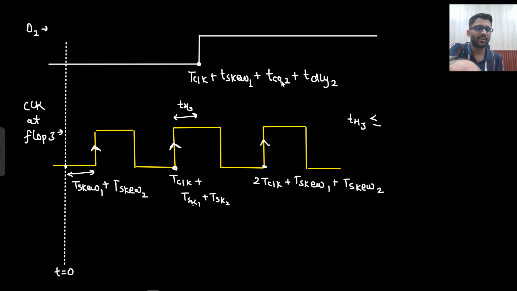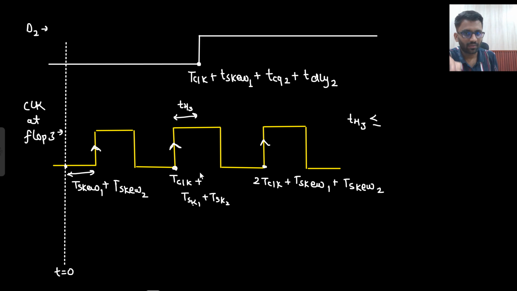T clock plus T skew 1 plus T skew 2 plus T DL by 2. So certainly it will be large. Skew values are small only. In the examination, you will be given the numerical data, so it will be easier for you. But here I took this assumption, which is correct only, that this will come later on.